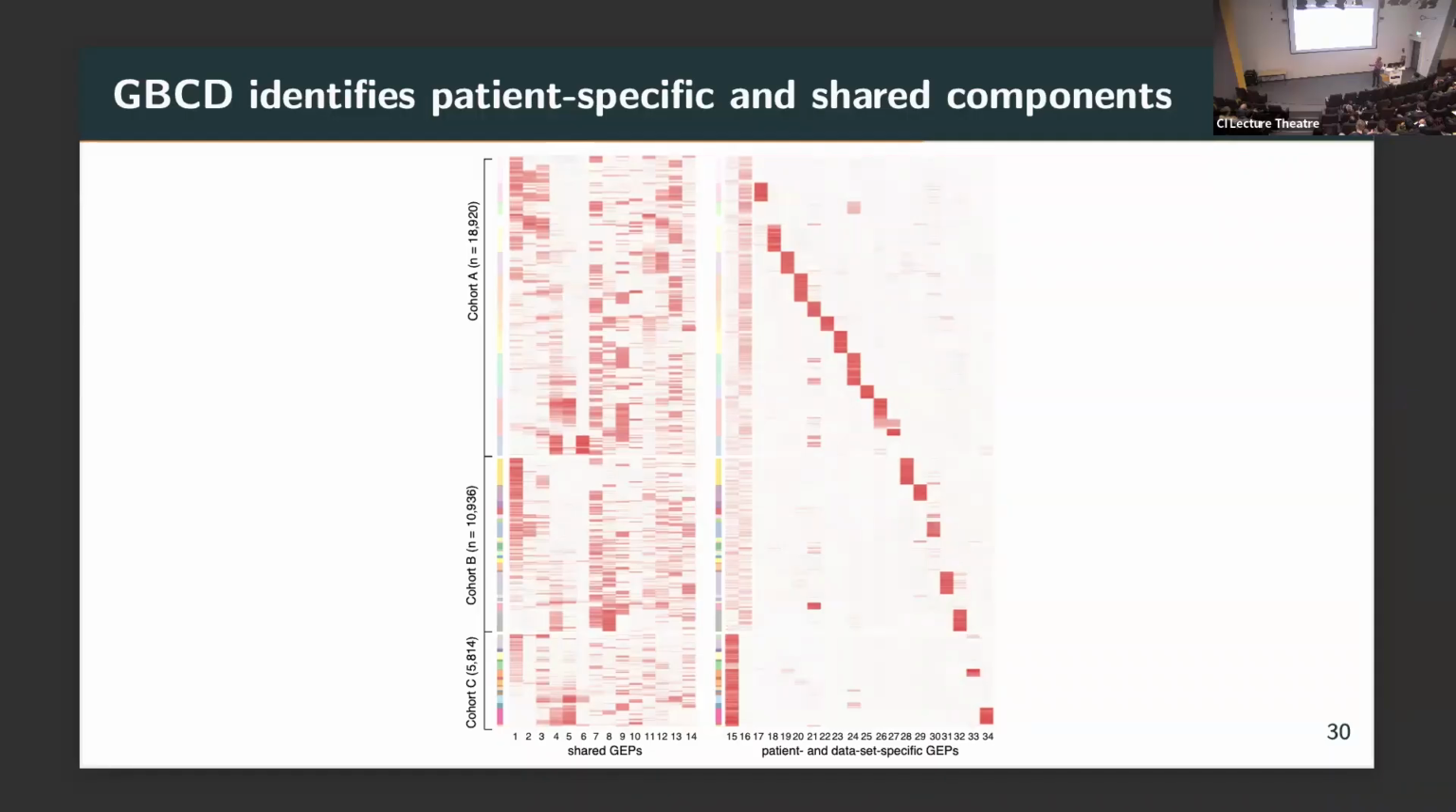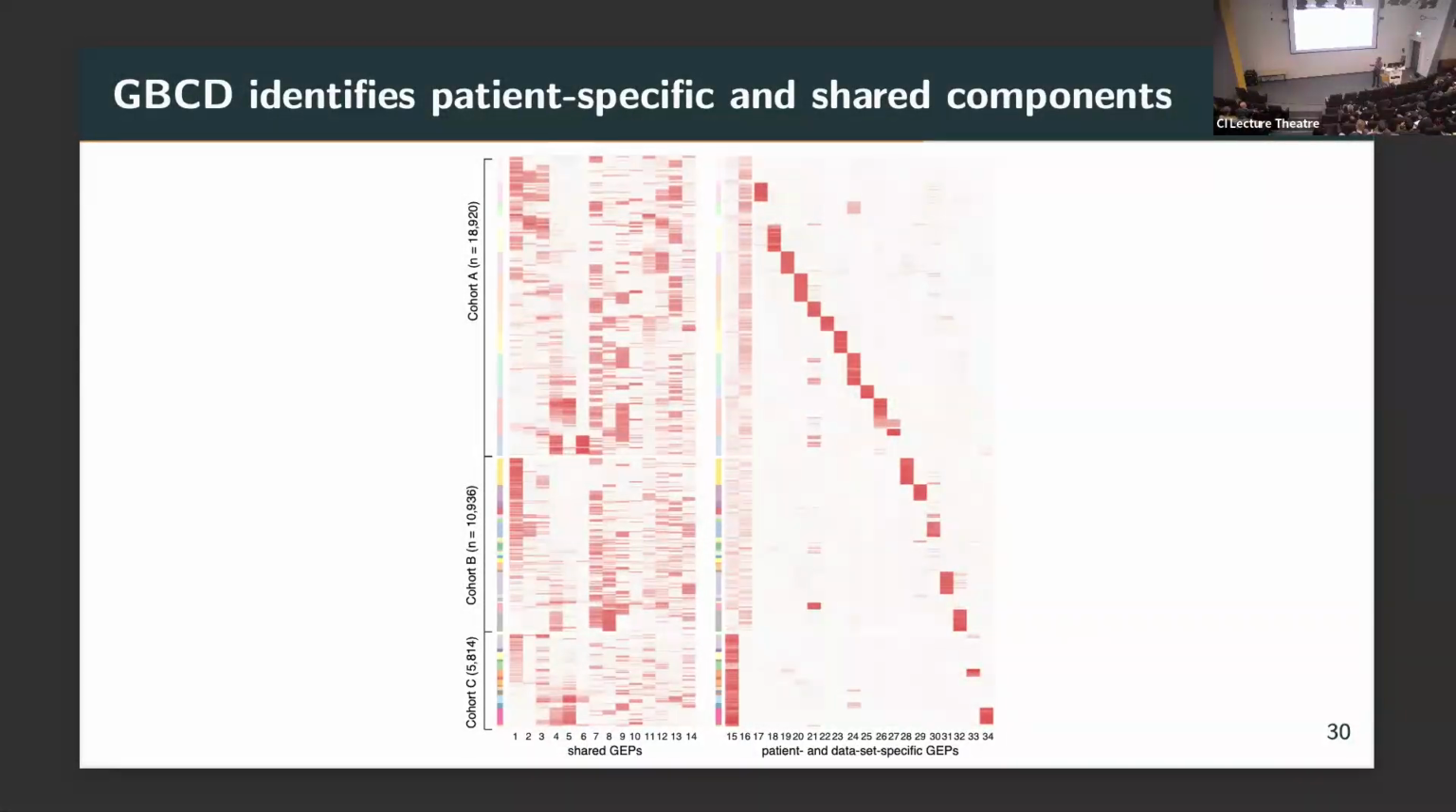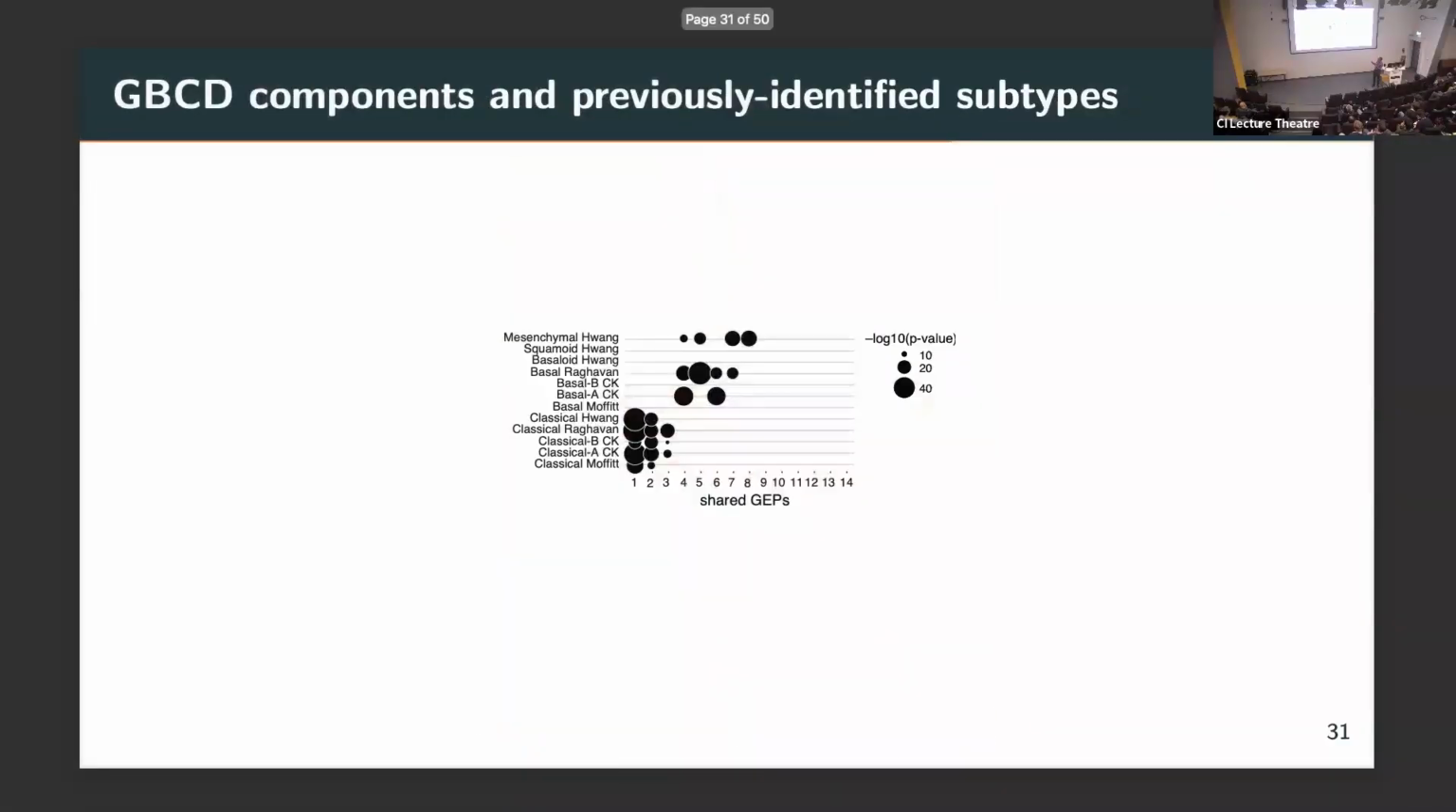And some of these GPs, the first 8 or 9, I think, many of them are correlated with what people have previously described as classical or basal subtypes. And then the 10 to 14 are not so correlated. So that's what this plot is showing.